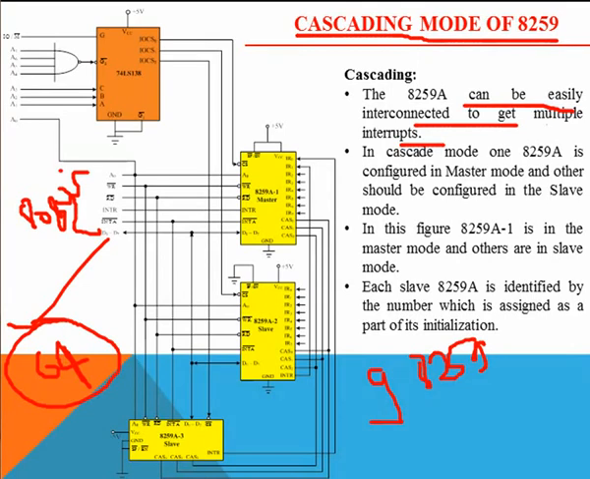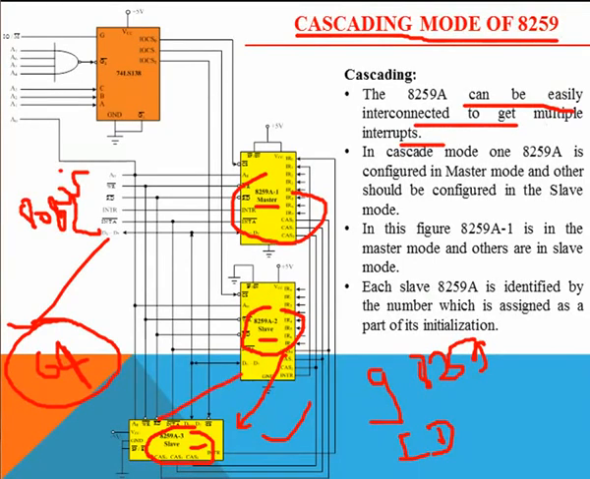In cascade mode, one 8259 is configured in master mode and the other 8259s should be configured in slave mode, as shown in this figure. In this configuration, the first 8259 acts in master mode, whereas the second and third 8259 work in slave mode. Each slave 8259 is identified by a number called the identification number, which is assigned as part of its initialization.